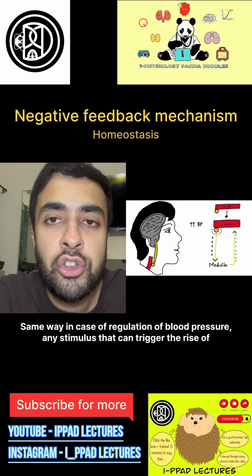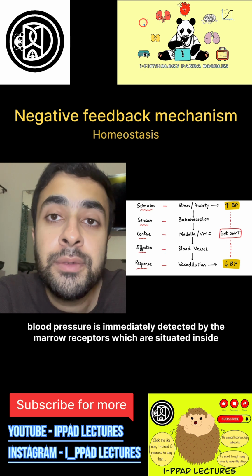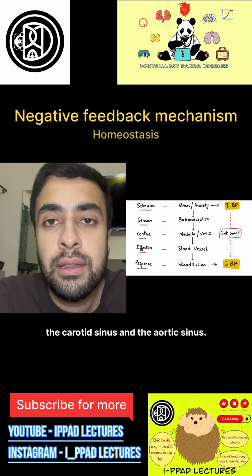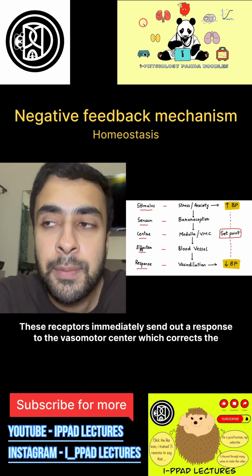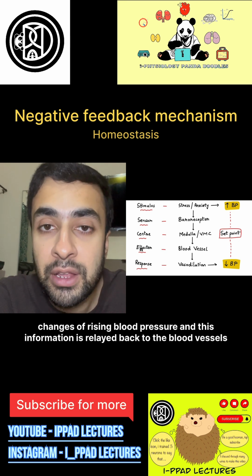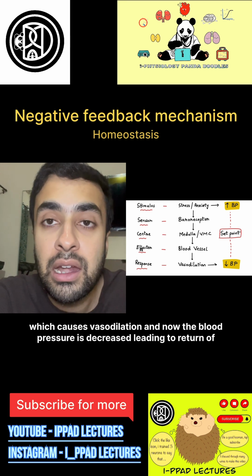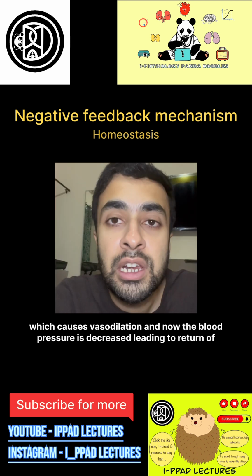In the same way, in case of regulation of blood pressure, any stimulus that can trigger the rise of blood pressure is immediately detected by the baroreceptors, which are situated inside the carotid sinus and the aortic sinus. These receptors immediately send out a response to the vasomotor center, which corrects the rise in blood pressure, and this information is relayed back to the blood vessels, which causes vasodilation, and now the blood pressure is decreased, leading to return of normalcy.